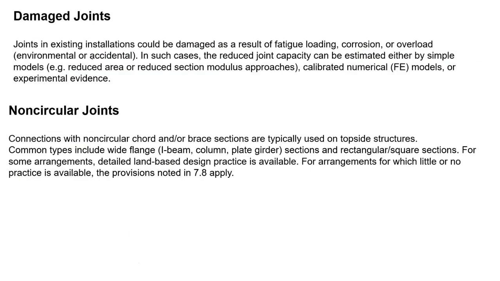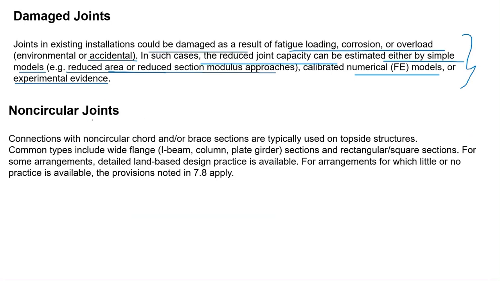Damaged joints. Joints in existing installations could be damaged as a result of fatigue, loading, corrosion, overload, or environmental accidental events. In such cases, reduced joint capacity can be estimated either by simple models, the reduced area or reduced section approach, or calibrated FE models and experimental evidence. Suppose joints are already corroded or damaged for some reason, we can consider a reduced area or reduced section model, so that we can reduce its capacity and estimate the joint capacity reliably.